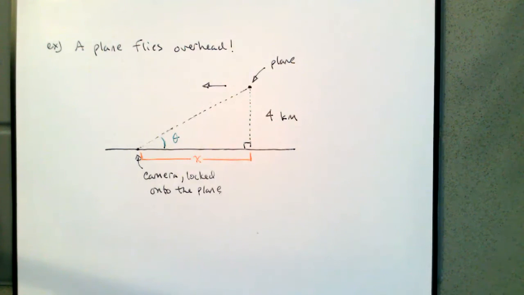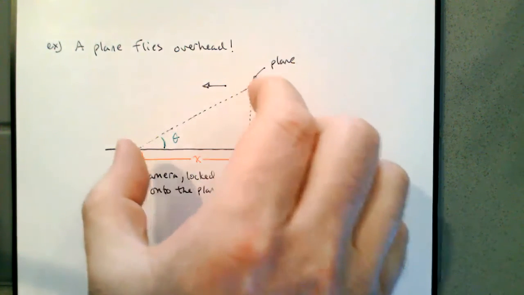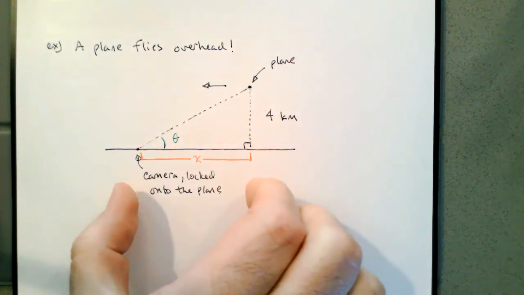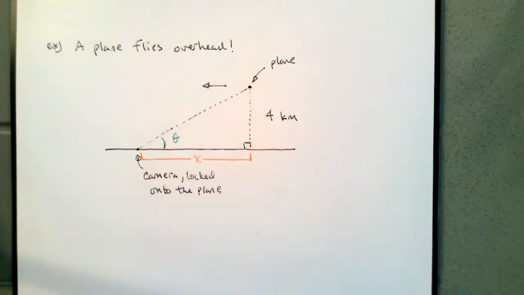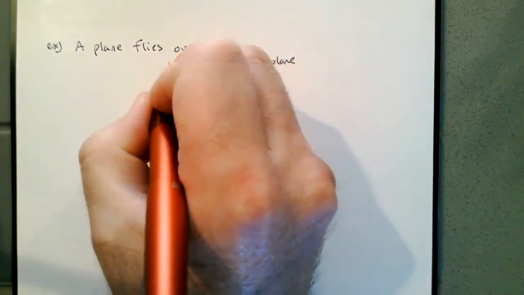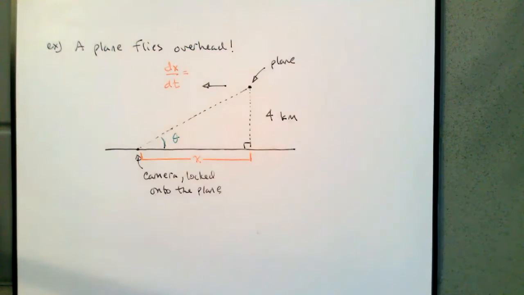The other thing I could keep track of is how far the camera is from the plane, this angled distance, because that's going to be shrinking as the plane flies closer to the camera. But since the plane is flying level, it makes more sense to set up our variable as the horizontal distance x from the camera to the plane. That way, the speed at which the plane is flying can be expressed as a derivative, dx/dt. Let's suppose that the plane is flying at a constant 300 kilometers per hour.